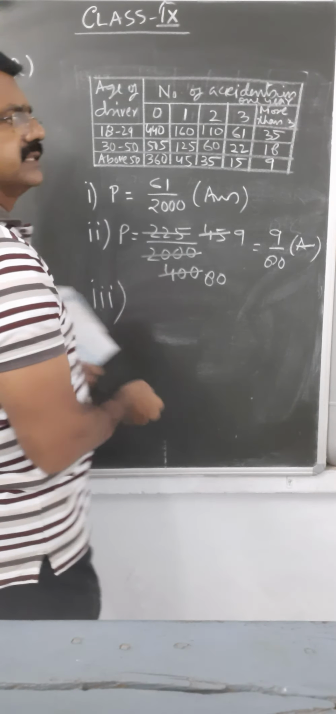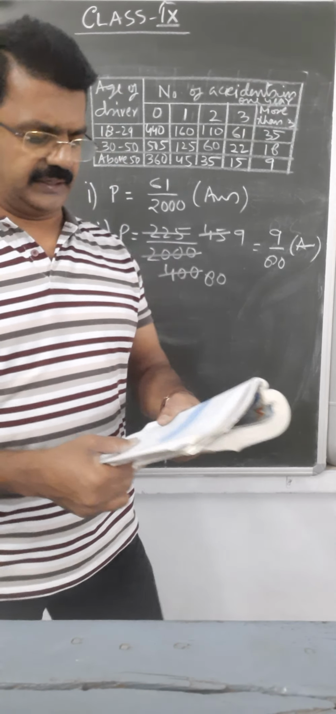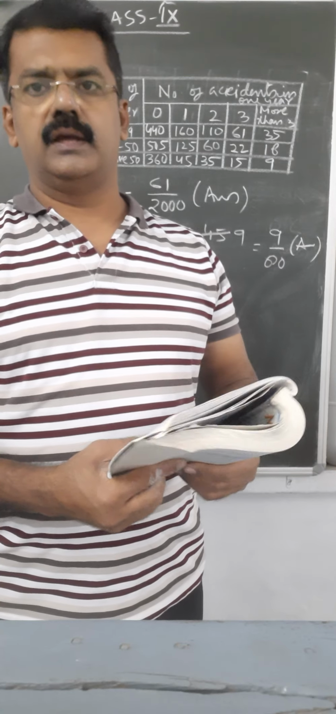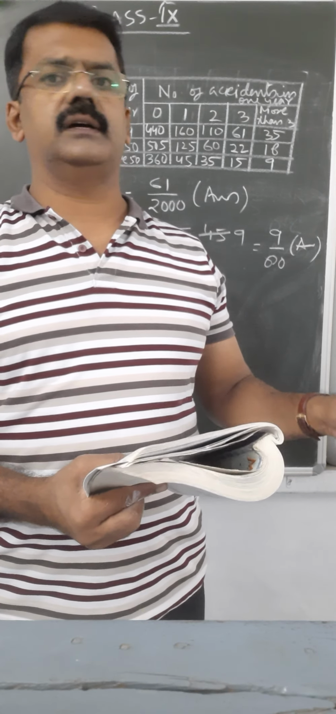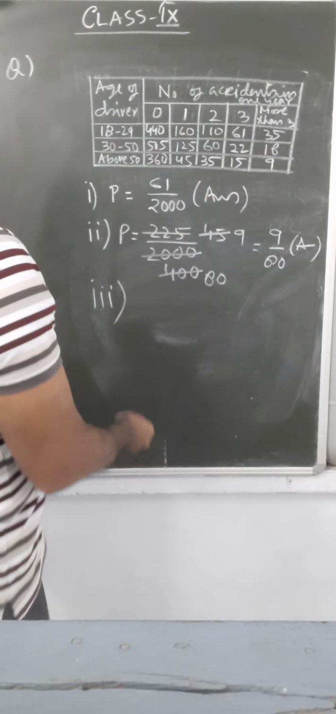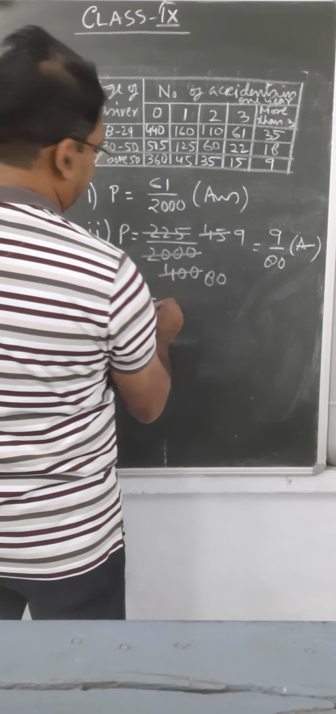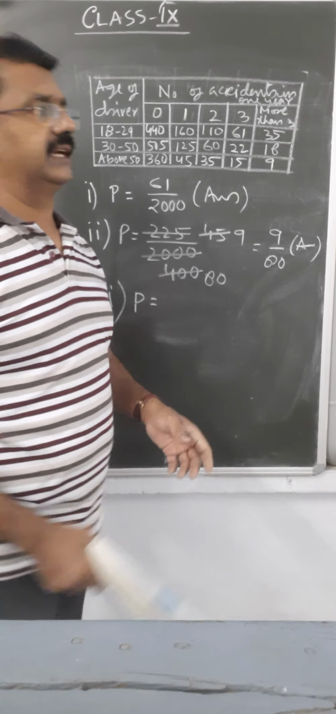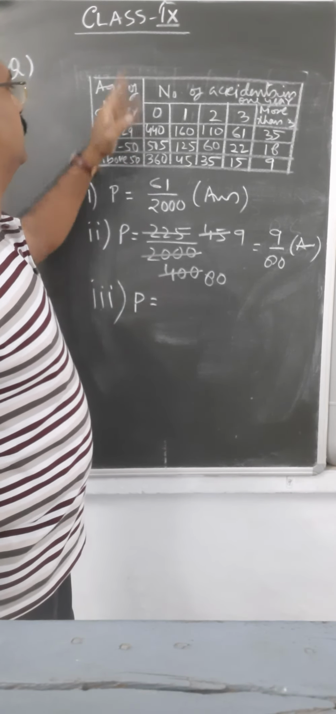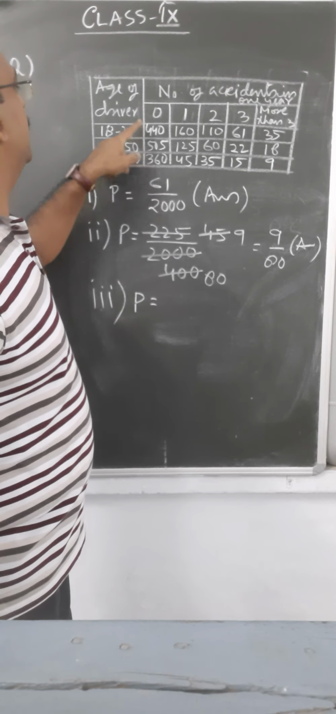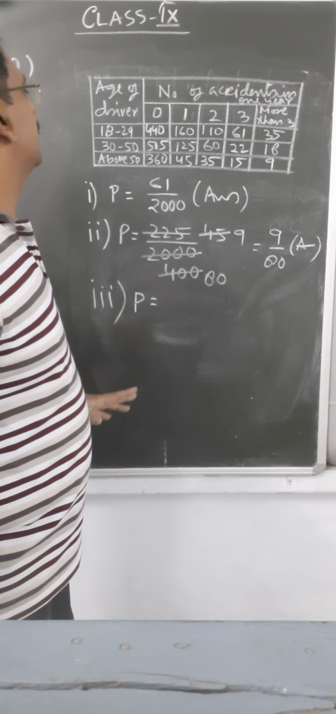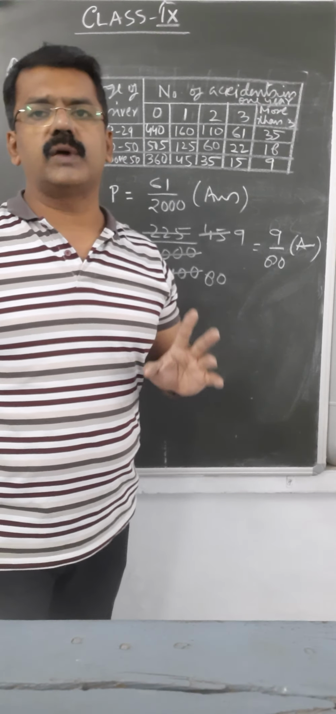Now one more part is there, and the third part is having no accidents in 1 year. Age is not a restriction. Now you have to see how many drivers are there with no accidents in a year. No accident means this one, so you have to add all of them. 360 plus 440 is 800. 800 plus 505, so it is 1305.